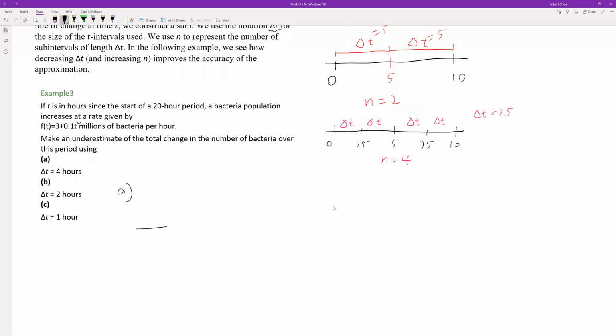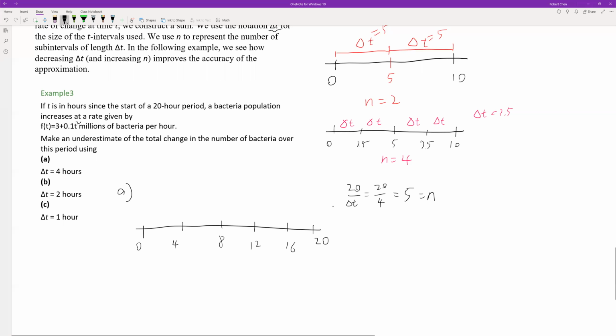So we're looking at a 0 to 20-hour period, and each delta t is 4 hours. That means we're going to have 5 intervals: 20 divided by delta t, which is 20 divided by 4. That's 5, which is our n. So we have 4, 8, 12, 16, and each one of them is the delta t, or 4 hours.